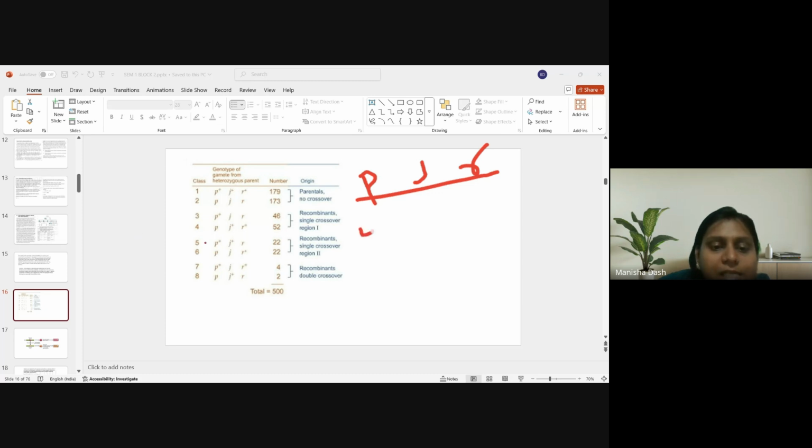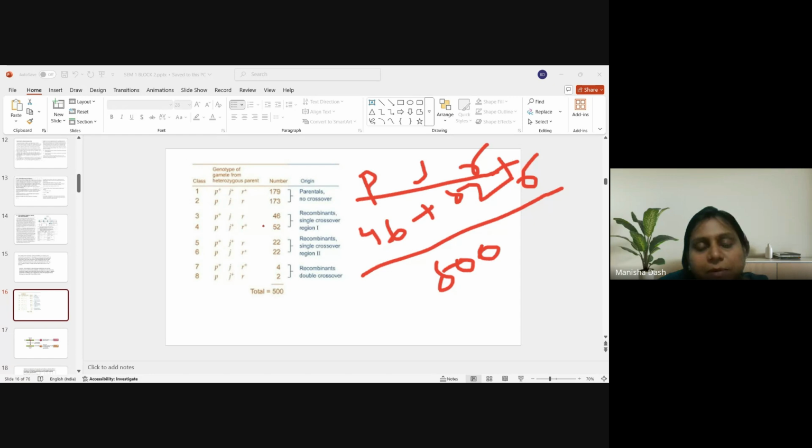So 46 plus 52 plus, what is the double crossover? 4 plus 2, that is 6. So just tell me how much it is, the calculation. 46 plus 52 plus 6. 104, I guess.